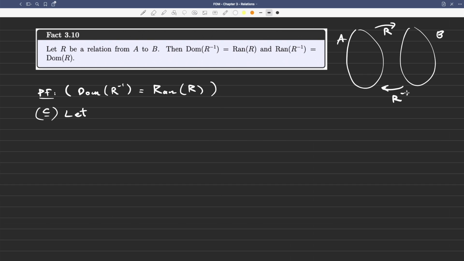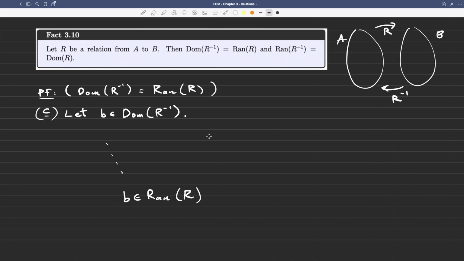So if I'm going to take something in the domain of R inverse, well, since R inverse starts at B and goes to A, that means that the domain of R inverse lies inside of B, right? So maybe it would make sense to say let little b be an element of the domain of R inverse. Calling that element little b reminds me that it's in the set big B. And then I know eventually I want to, at the end, argue that b is in the range of R. Okay, that's my target.